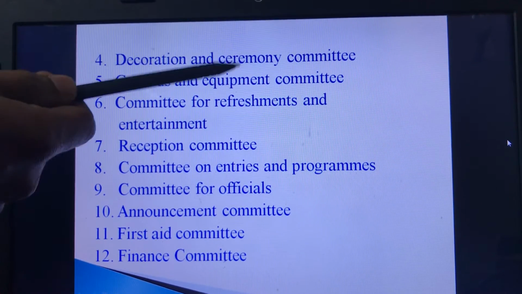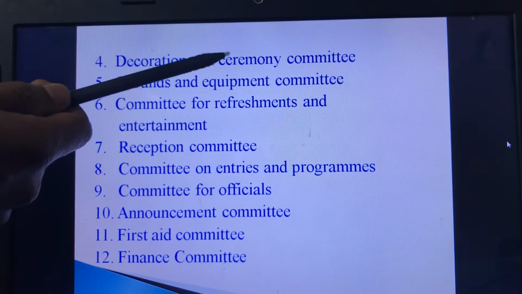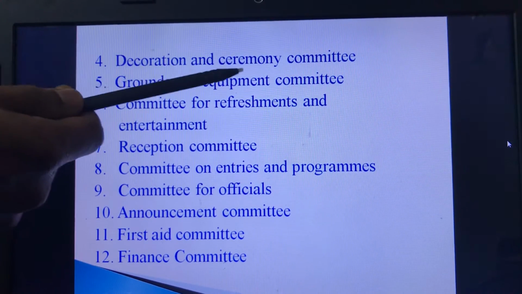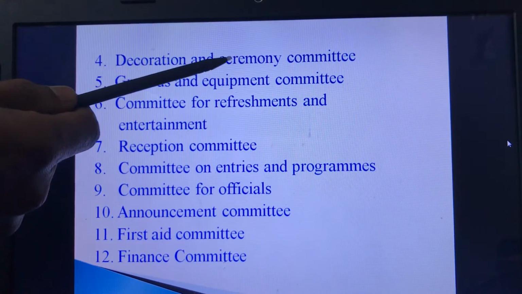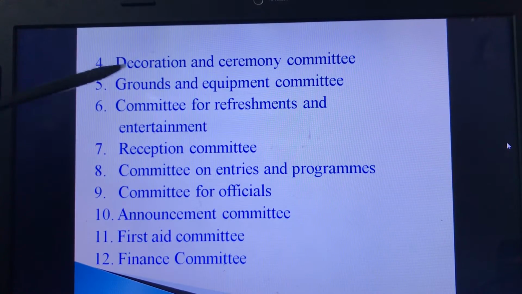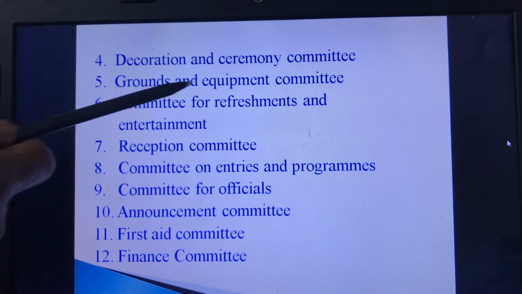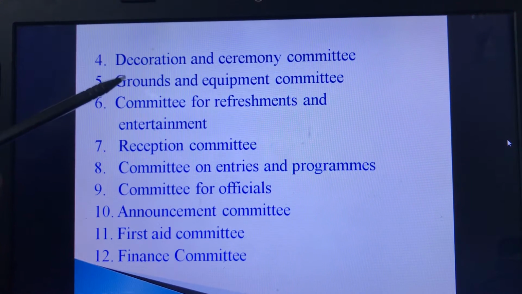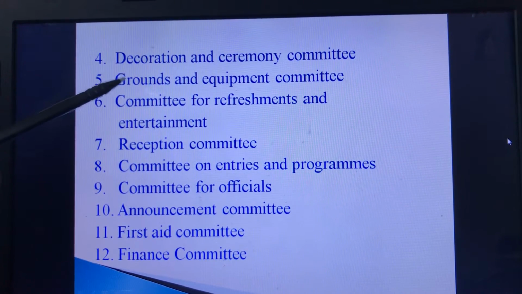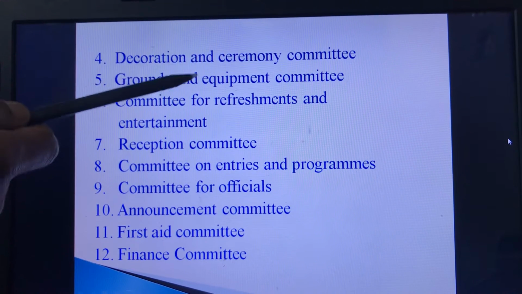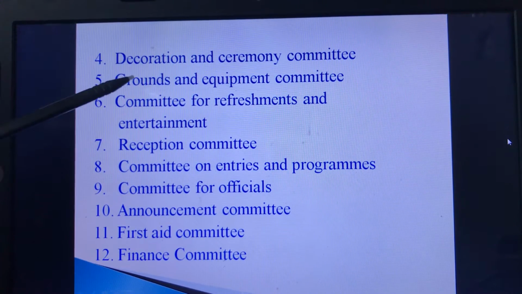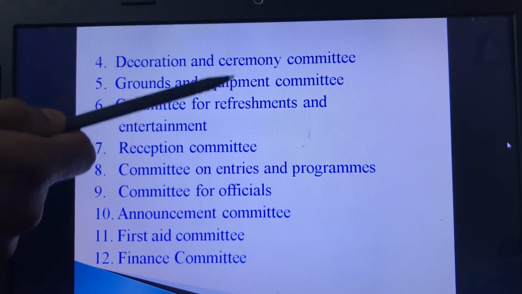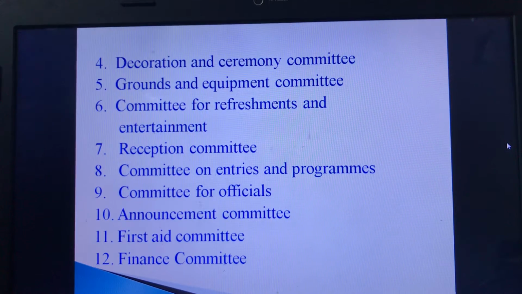These people work very hard, and they arrange the medals and certificates, trophies. That is a duty of ceremony committee. This committee will work hard compared to this decoration committee. And grounds and equipment committee, some expert should be there. Maybe any physical education teacher is a part of this grounds and equipment committee. He has to check whether the ground is proper and the equipments are kept properly for the particular sports. That is very important. These people will do that work.